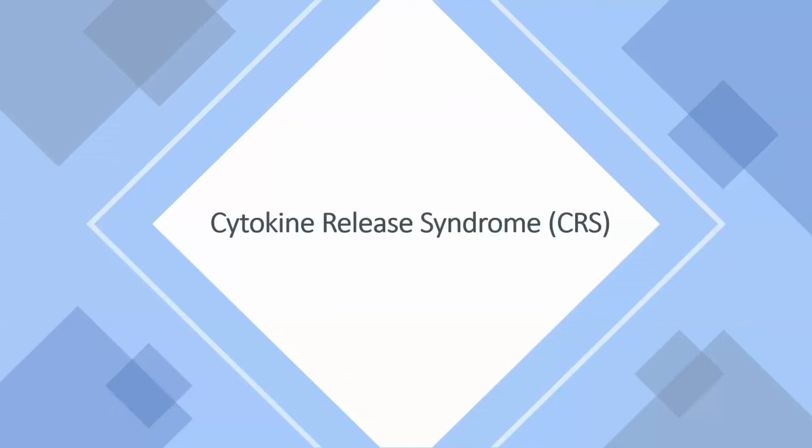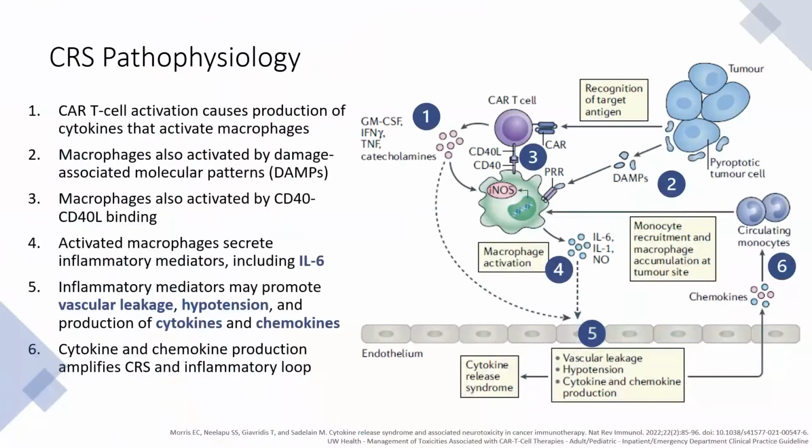So we'll move into talking about cytokine release syndrome, or CRS. So to start with, CAR T cells recognize their target antigen, and are activated to produce cytokines such as GCSF, interferon, and TNF, and inflammatory mediators as well, such as catecholamines that can activate macrophages. Macrophages can also be further activated by damage-associated molecular patterns, or DAMPs, that are released from tumor cells. Macrophages can also be activated by binding of CD40 expressed on macrophages with CD40 ligand expressed on CAR T cells.